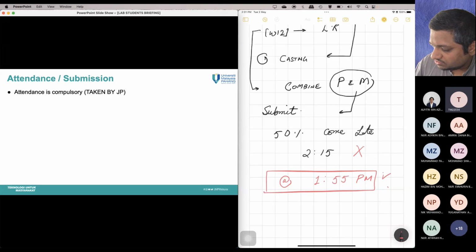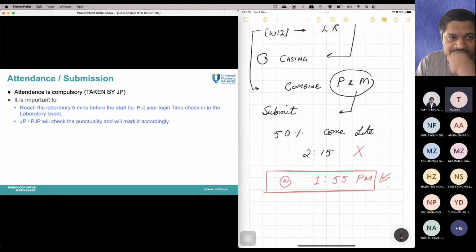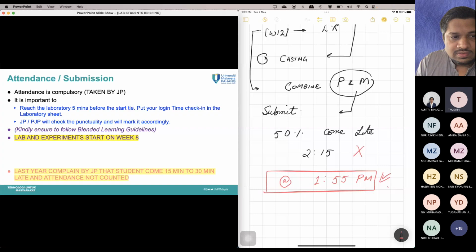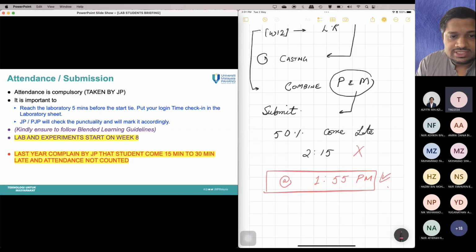Because GPs are going to take the attendance and they will write late in front of attendance. So please go to the lab 5 minutes before. Last year the GP complained that students come 15 to 30 minutes late. So the attendance was not counted for those students.